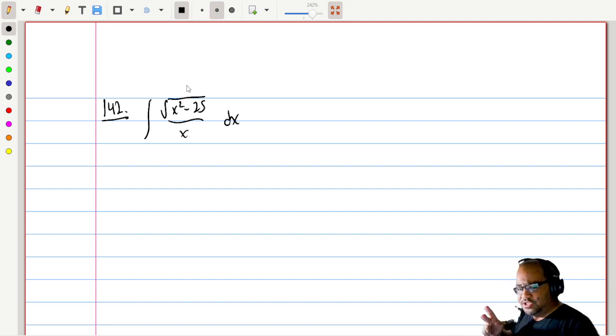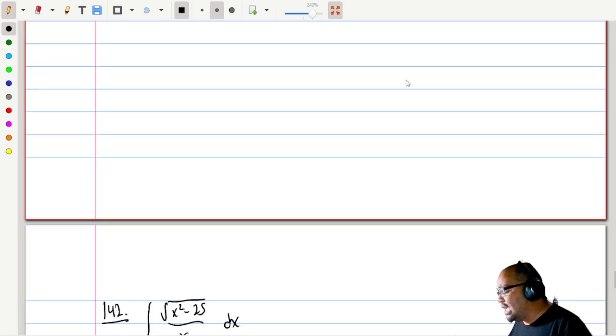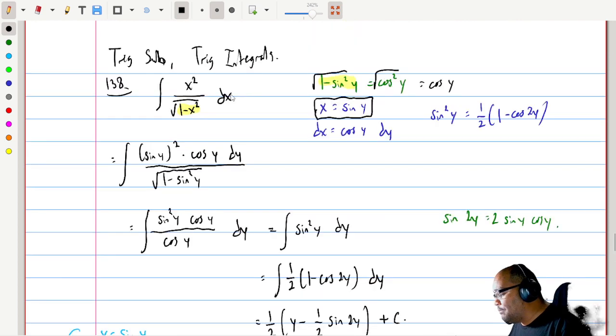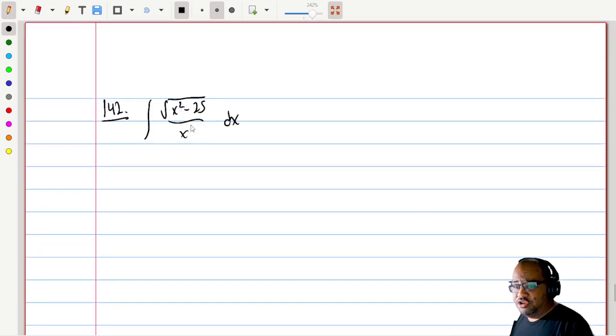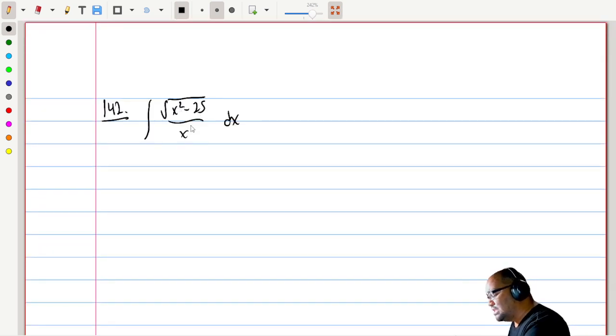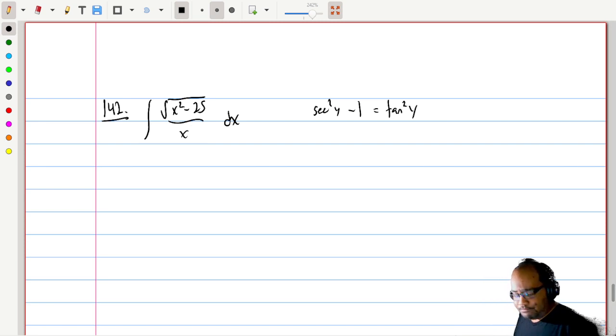So this one's different. The other one, we had number squared minus variable squared. Now I have it the other way around. So this is motivated by secant squared y minus 1 equals tangent squared y. But notice that I have some numbers out there, so I have to account for those squares.